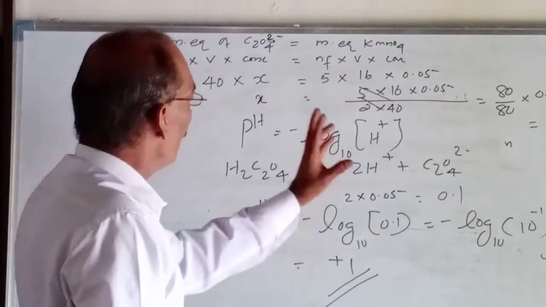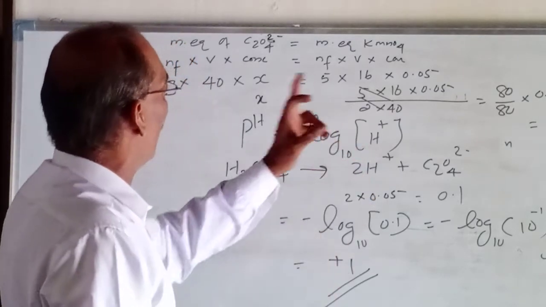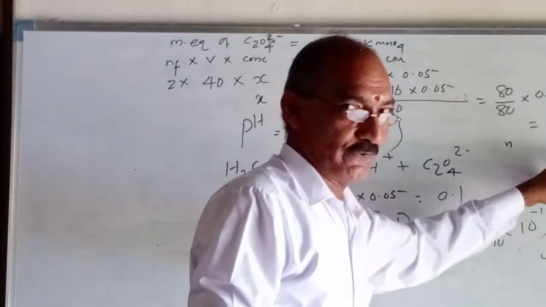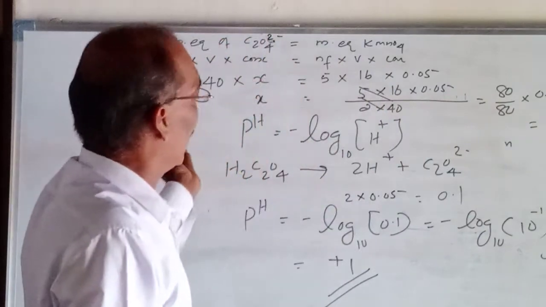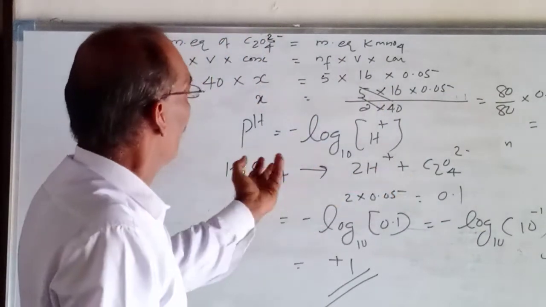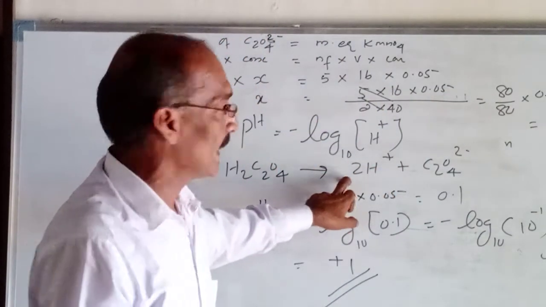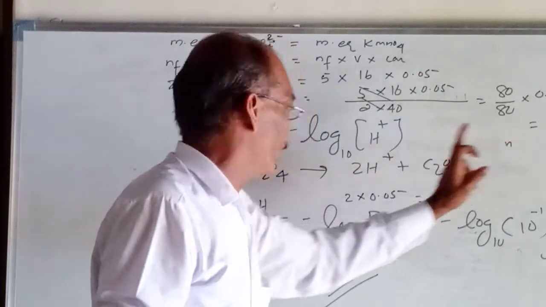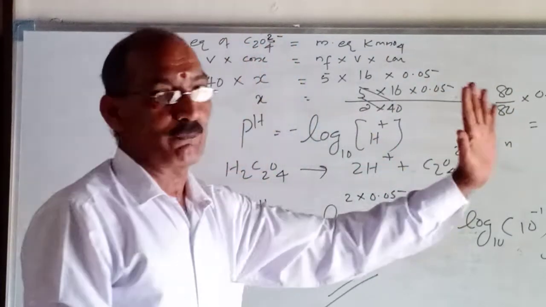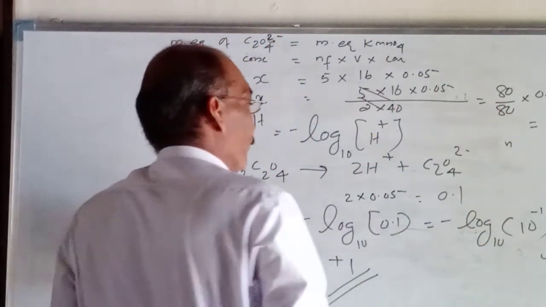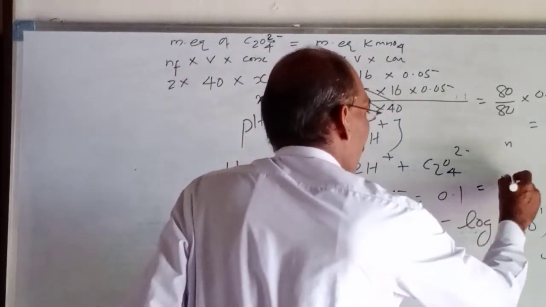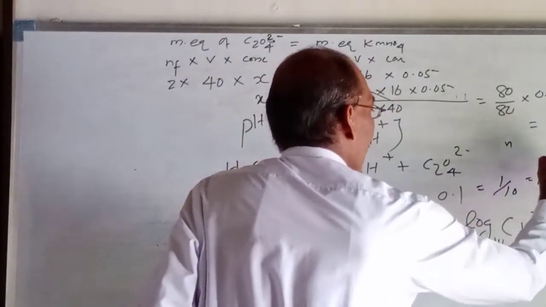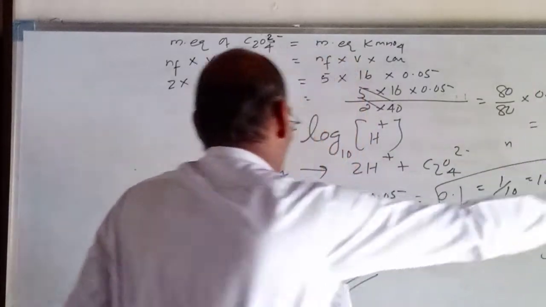That is 2H plus, whereas here X is equal to 0.05. But here it undergoes complete ionization, therefore we have to take 2H plus. That is 2 into 0.05, that will become 0.1. Let us write 0.1 as 1 by 10, and also we can write 10 raised to minus 1.